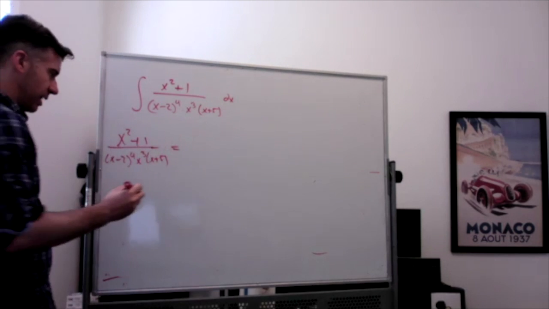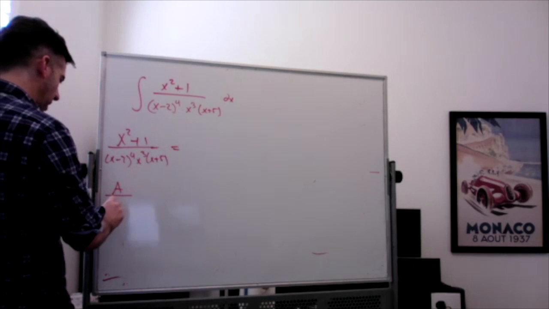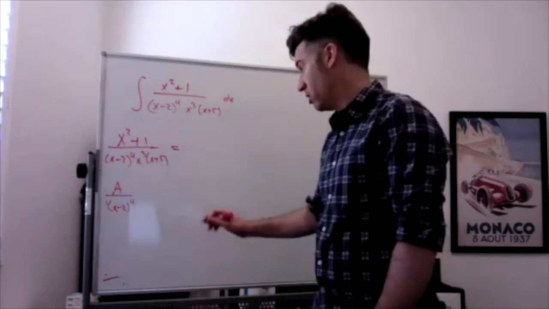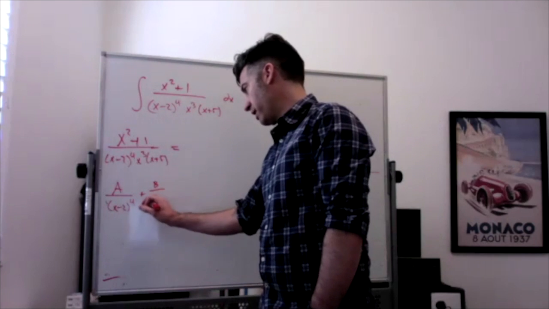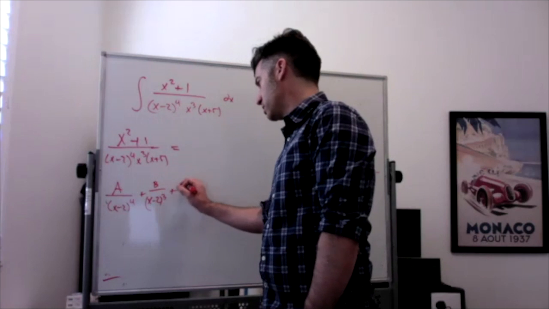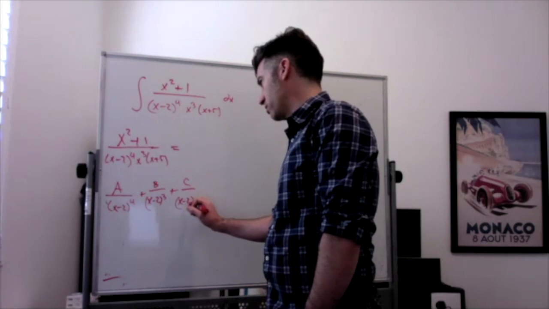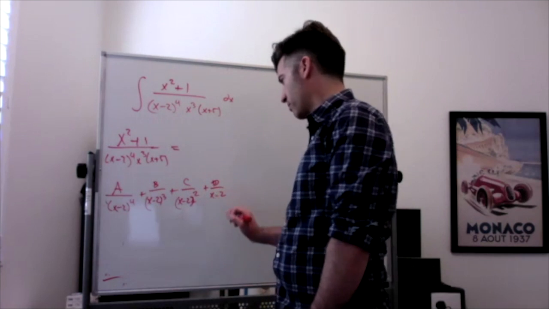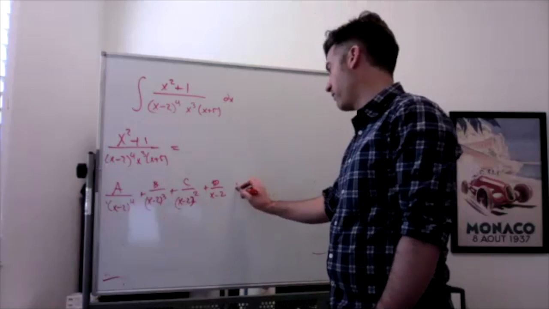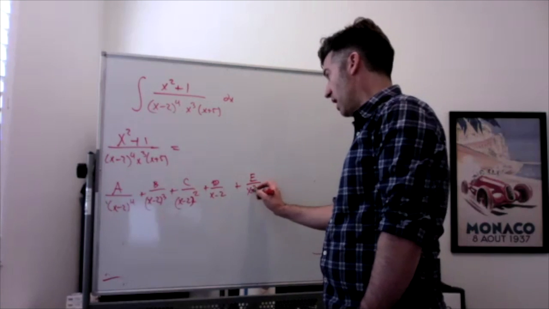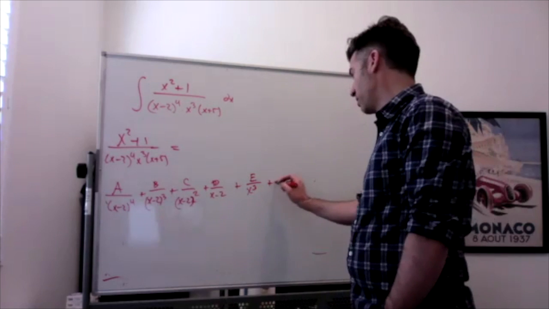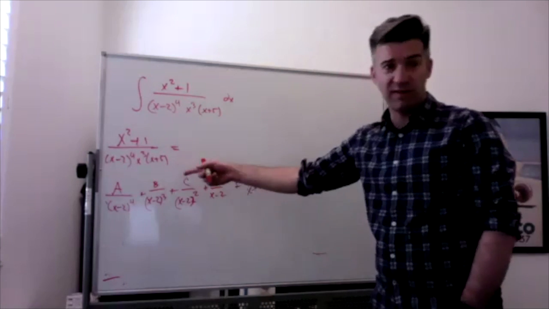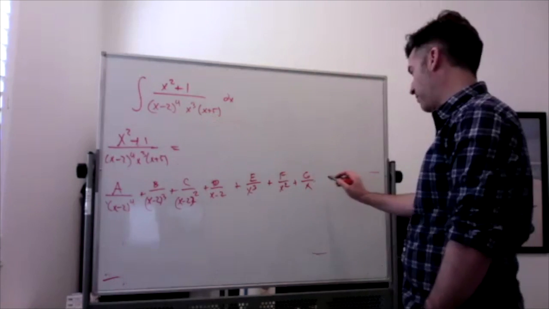And here's what it would look like. It would look like you'd have a over x minus 2 to the 4th, and then every lower power of x minus 2. So you'd have b over x minus 2 cubed, c over x minus 2 squared, and d over x minus 2. And then for x cubed, you'd have e over x cubed, and then every lower power of it. So f over x squared, g over x. And then for x plus 5, since x plus 5 to the first, you only have that.